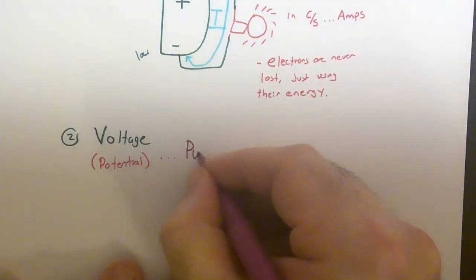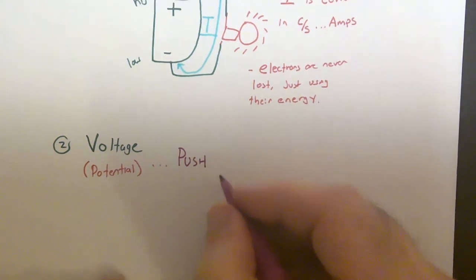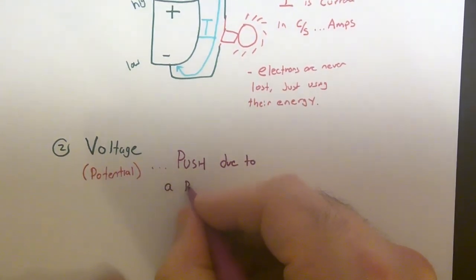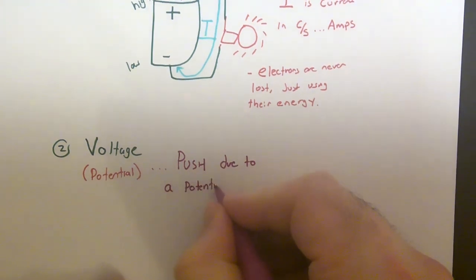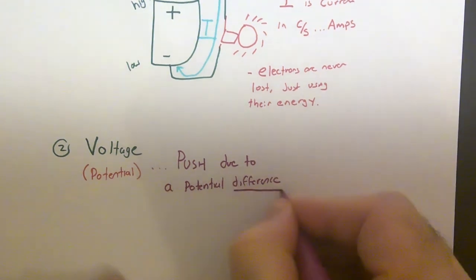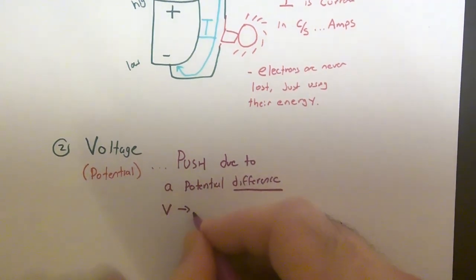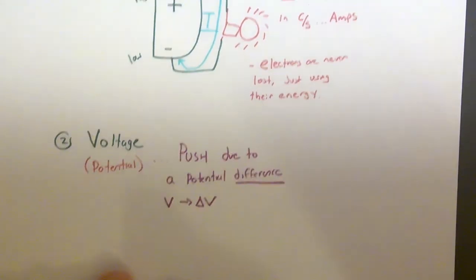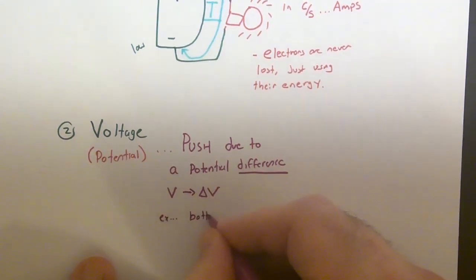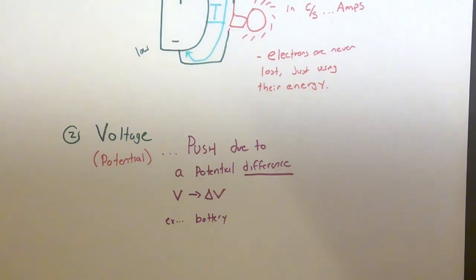So when it comes to voltage, a couple things to keep in mind. First of all, think of it as a push. Electricity goes from high to low. Therefore, the push is from high to low, and it's due to a difference. That's why you see the phrase potential difference over and over again, which we're going to say is delta V. So if you hear a 10-volt battery, what it really means is that it's a 10-volt difference. One side is 10 volts higher than the other.